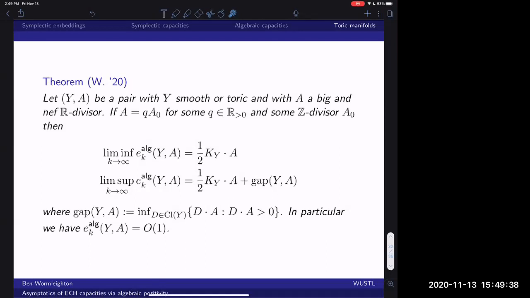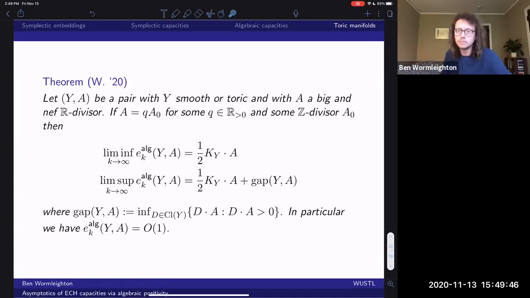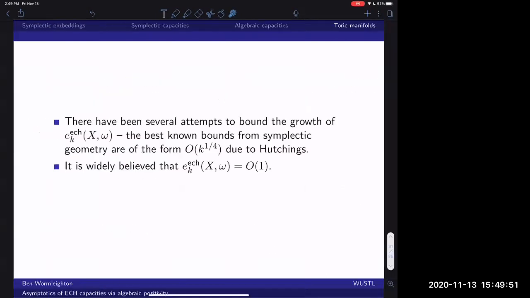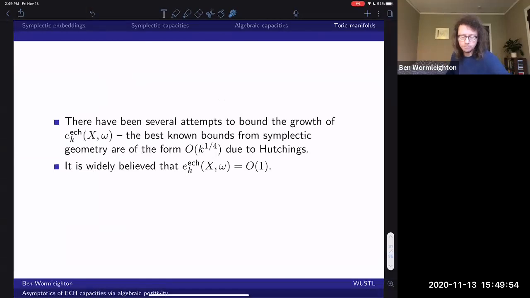Okay. So, may I ask a question? You mentioned that the expectation is that the error is big O of 1. So what's the intuition behind that expectation? That's a good question. A cheap answer, and I suspect there might be better answers, is that all known examples are big O of 1. I personally don't have a great symplectic intuition for that. I would love to hear from somebody who does, maybe in the Q&A after, if that's okay. Thank you.